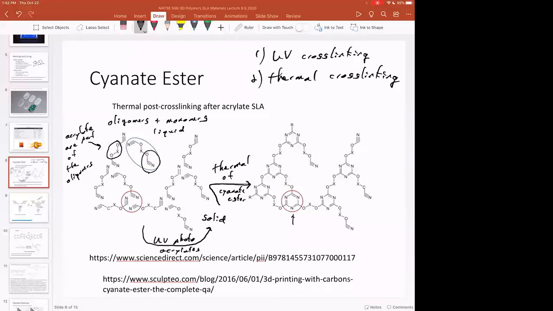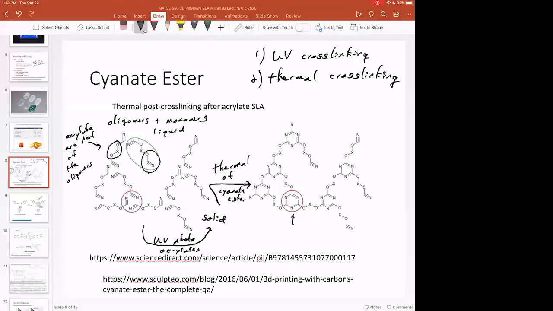So all this takes is you need a liquid mixture of oligomers, however you want to formulate that. Those oligomers have to have acrylate and methacrylate groups on them in order to do the UV photopolymerization of acrylates, and then the thermal curing to obtain the green part, and then the thermal curing to obtain the finished part employs this chemistry.